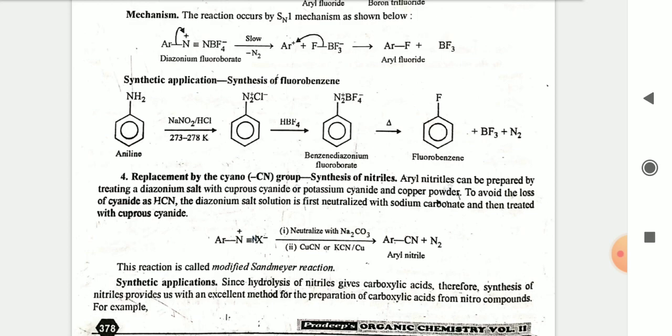For replacement by the cyano group, synthesis of nitrile: aryl nitrile can be prepared by treating a diazonium salt with cuprous cyanide, or potassium cyanide and copper powder. To avoid the loss of cyanide as HCN, the diazonium salt solution is neutralized with sodium carbonate and then treated with cuprous cyanide. ArN2+X-, first neutralized with Na2CO3, second CuCN or KCN/Cu, will give aryl nitrile. This reaction is called modified Sandmeyer reaction.